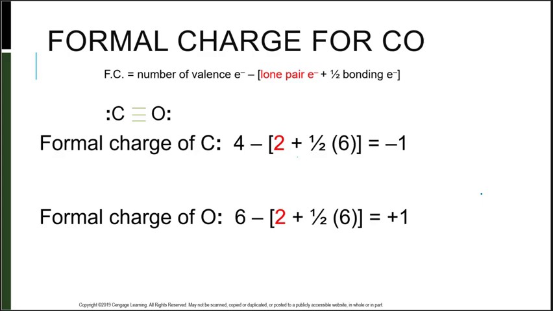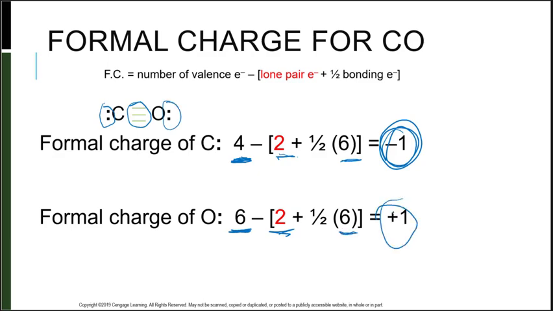Let's find the formal charge of the carbon and the oxygen in carbon monoxide. For carbon, we know carbon has 4 valence electrons. This carbon has 2 in lone pairs and 2, 4, 6 in bonded pairs. So that carbon has a formal charge of -1. The oxygen, we know, has 6 valence electrons. 2 are in lone pairs, 6 are in bonded pairs, so that oxygen has a formal charge of +1.